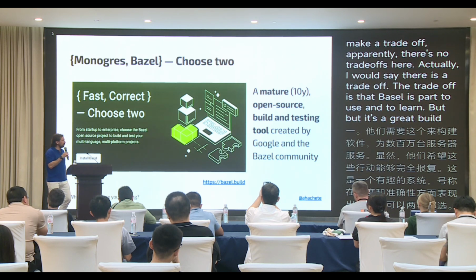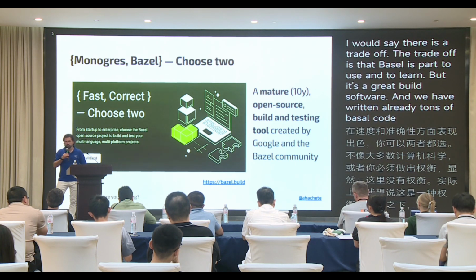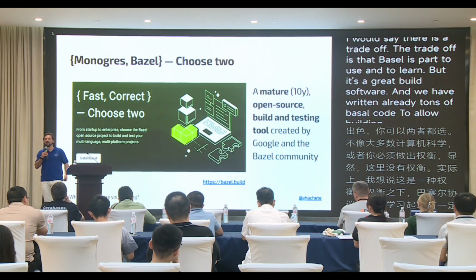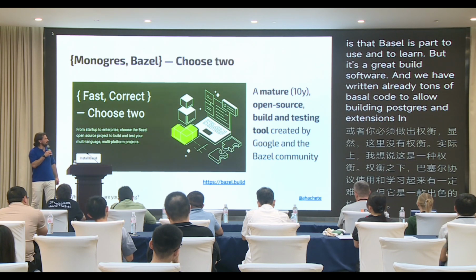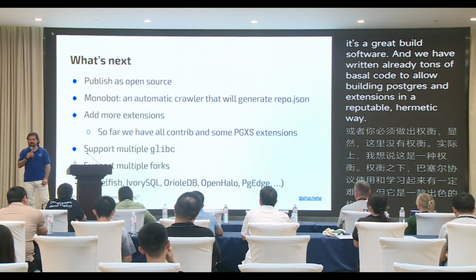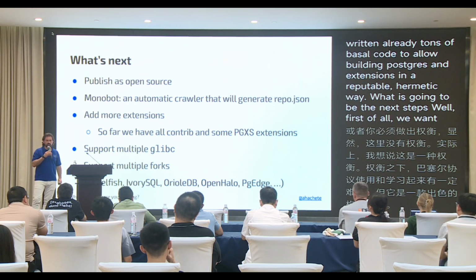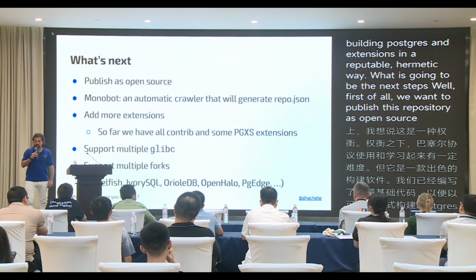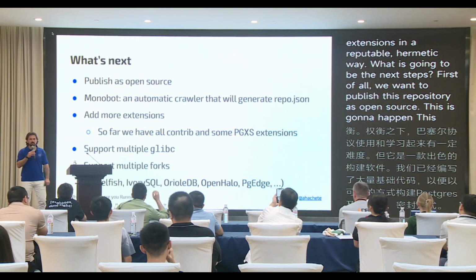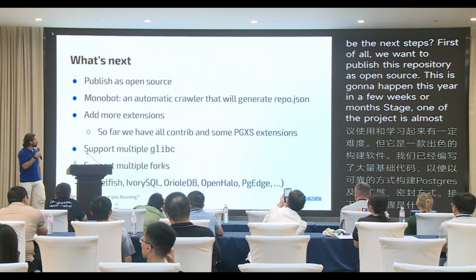And we have written already tons of Bazel code to allow building Postgres and extensions in a reproducible, hermetic way. So, what are the next steps? Well, first of all, we want to publish this repository as open source. This is going to happen this year, in a few weeks or months. Stage 1 of the project is almost complete as we speak.